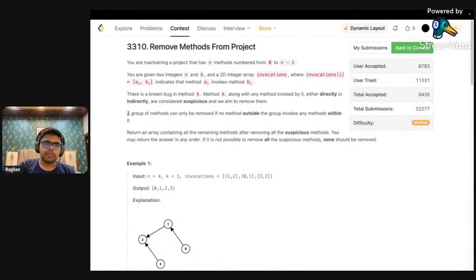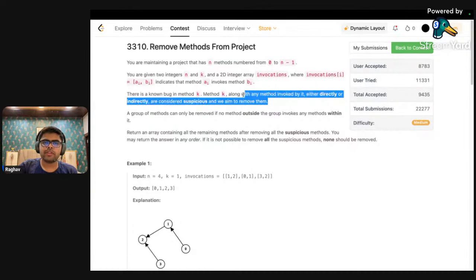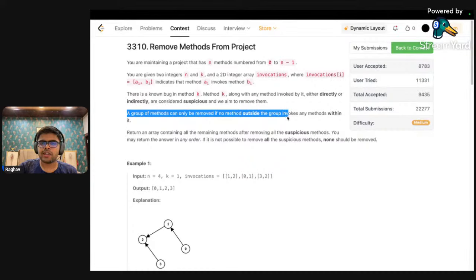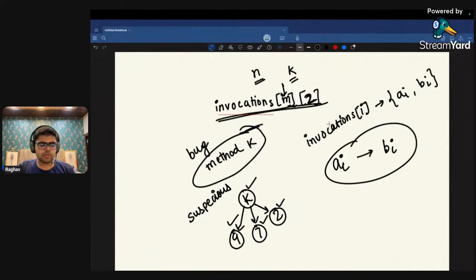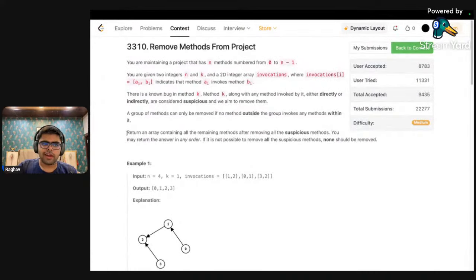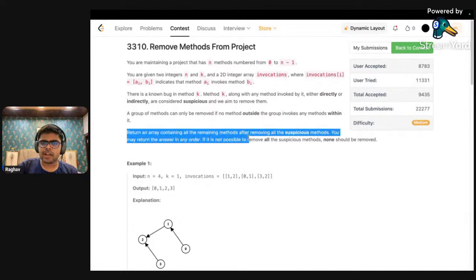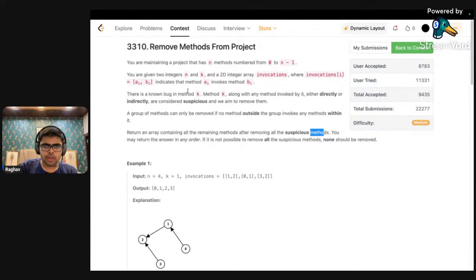Then we are being told that a group of methods can only be removed if no method outside the group invokes any method within it. After that, we have to return an array consisting of all the remaining methods after removing the suspicious methods from all the methods we have been given, and we can return the answer in any order.